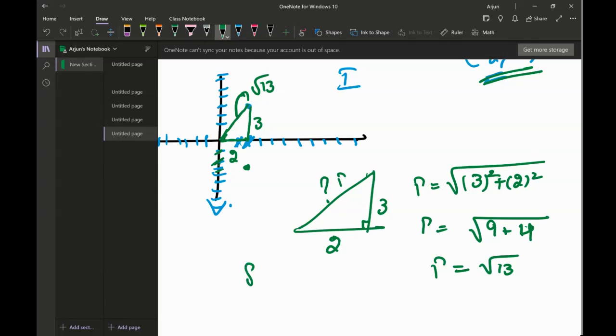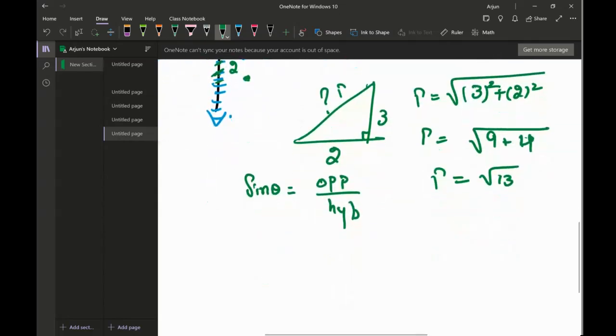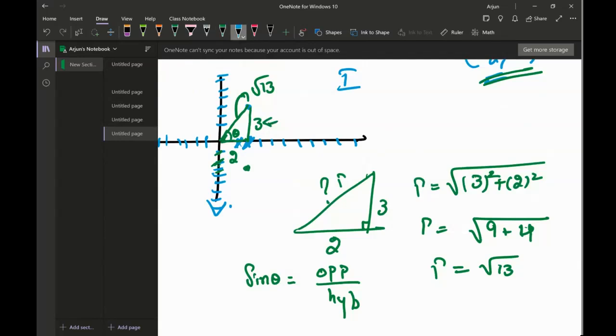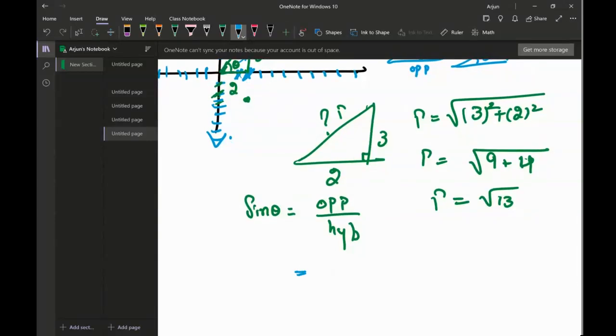And if I were to find out the sine theta value, let's say this angle is theta, so sine theta will be equal to opposite upon hypotenuse. And the opposite value in this case is 3. When I use the word opposite, it must be opposite to the given angle. Right now I'm using this angle as theta, so this will become the opposite side. Hypotenuse will always be the longest side, so this is always the hypotenuse. So the opposite side in this case is 3, and 3 divided by square root of 13 will be the value of sine theta.